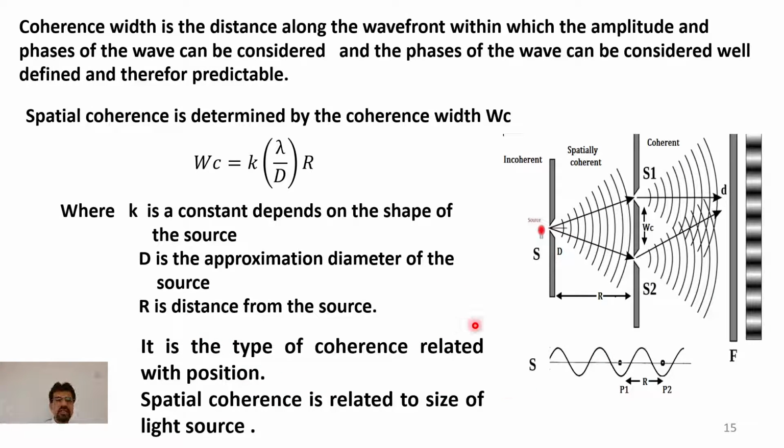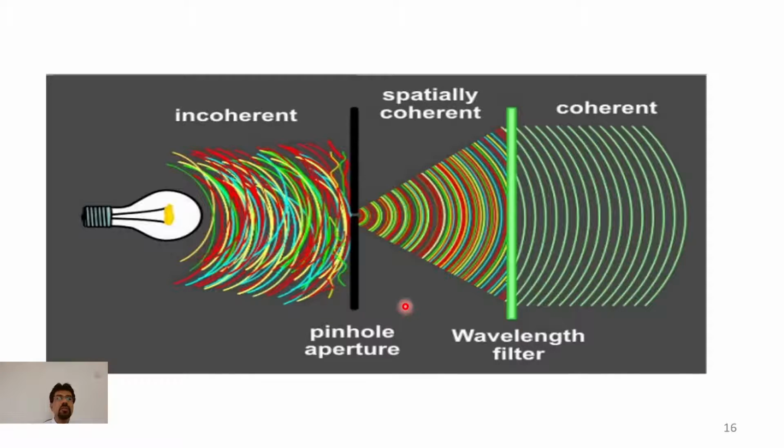Therefore we can say that the spatial coherence is related to the position, and the spatial coherence is related to the size of the light source also. Now see here, this is the diagram of Young's experiment.